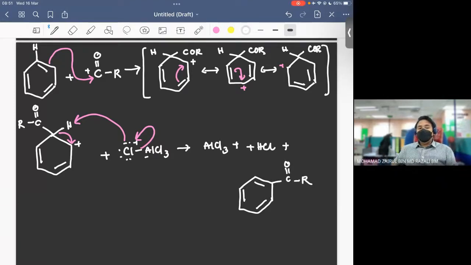Itu saja. R group tu nanti awak tukarlah tengok soalan. Kalau R group tu metil, buatlah metil. Etil, buatlah etil. Yang ini tak ada rearrangement. Okey, boleh?